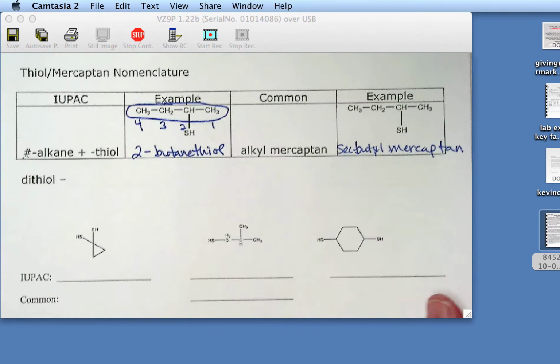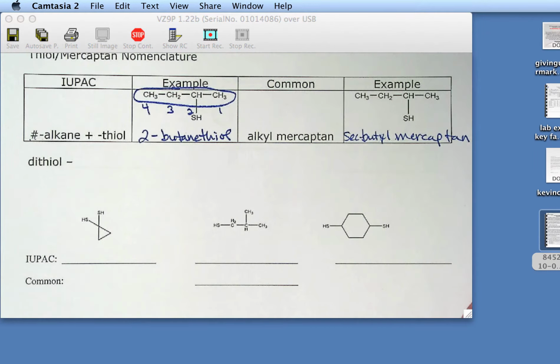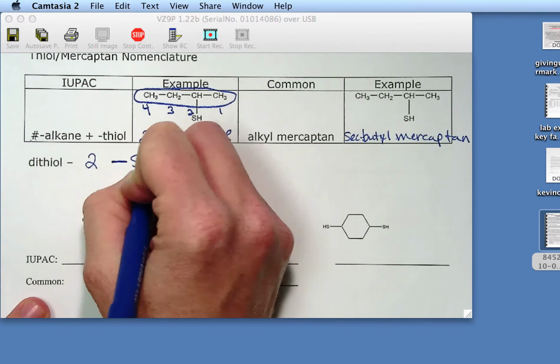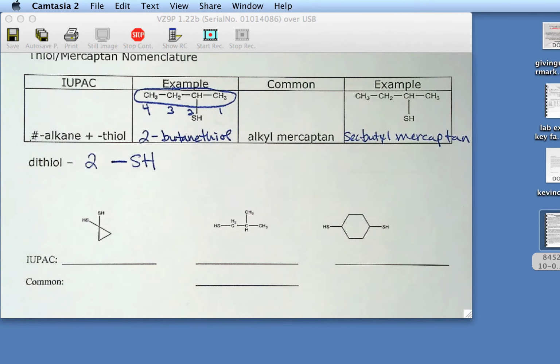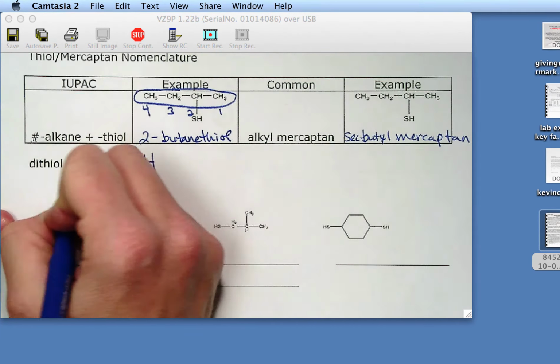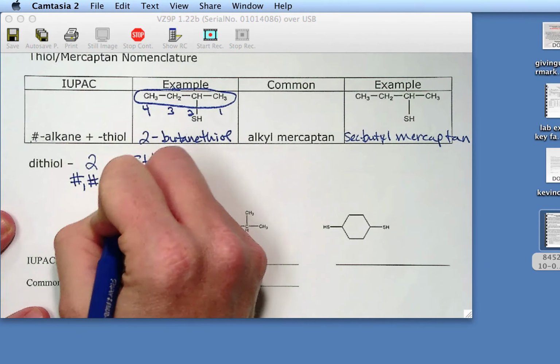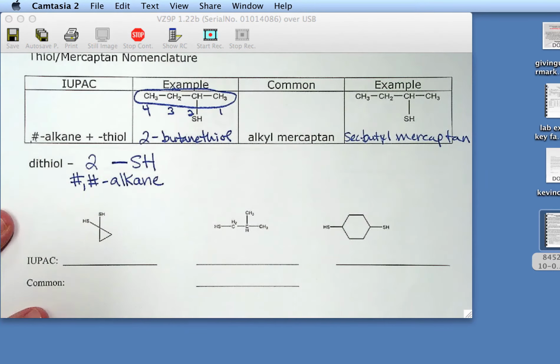Just like with alcohols, you have diols, that's 2 alcohols. You can have 2 SHs, that's a dithiol. The nomenclature for dithiols is the same as diols. You put 2 numbers, so it's number, comma, number, alkane. The suffix is dithiol.